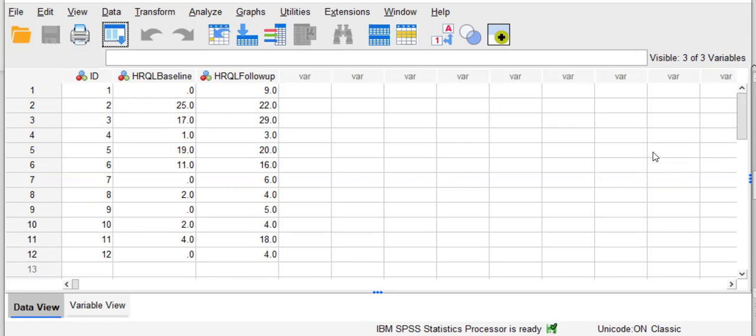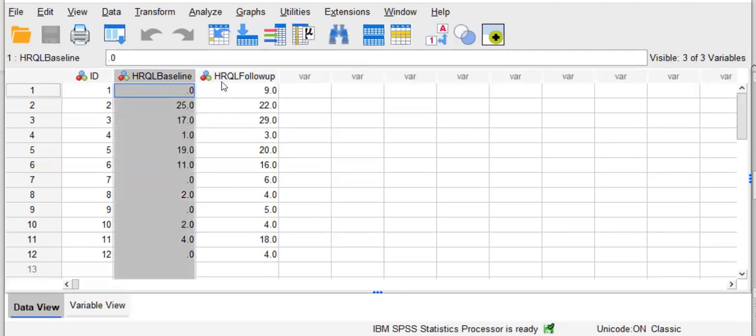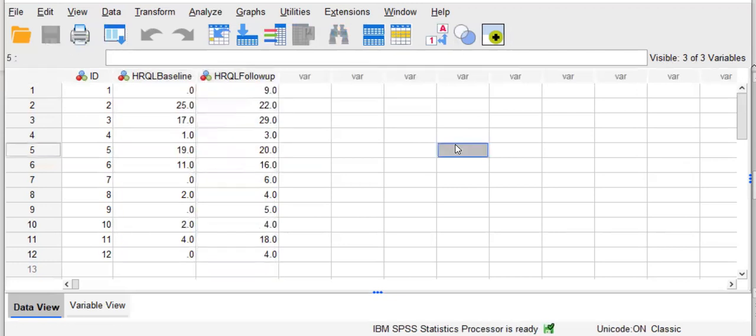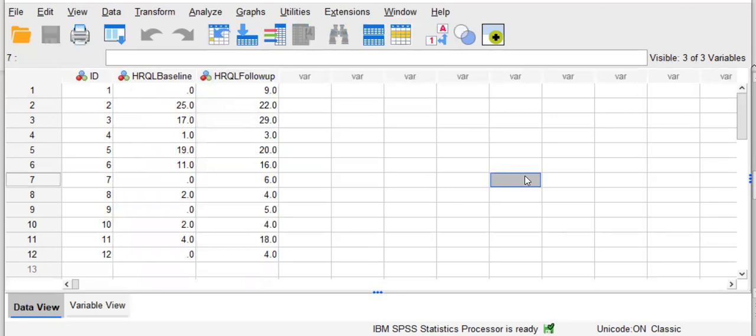Now for this instrument, higher numbers are indicative of more esophagitis symptoms. Lower numbers are more desirable. They're indicative of fewer esophagitis symptoms. Notice that there is no group coding, dummy code variable in this data set, because this is a paired samples data set where the same group of people were assessed repeatedly, right? So we have baseline, and then they were assessed again at follow-up. So no group variable is necessary for those kinds of designs, and therefore this kind of data set.